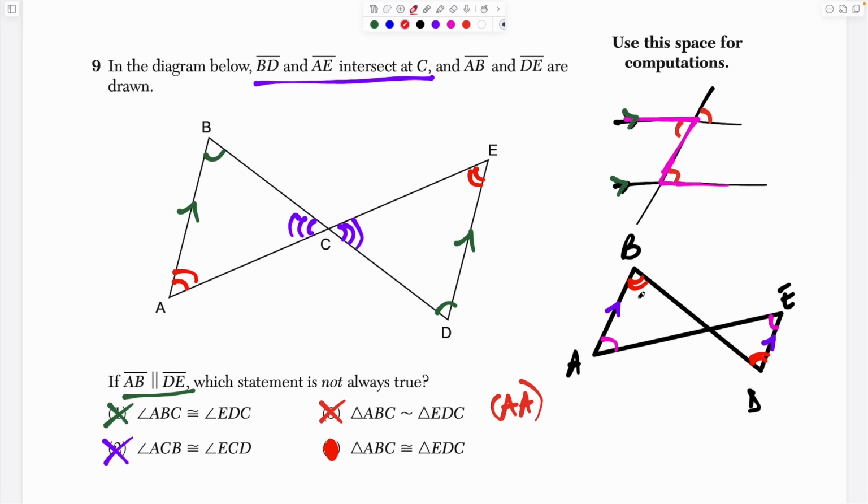So all three pairs of corresponding angles are definitely going to be congruent. And let me just name this over here, point C. And the two triangles are similar, but it's clear that they're not congruent. This one here is smaller than this one. So that's why 4 is not always true.